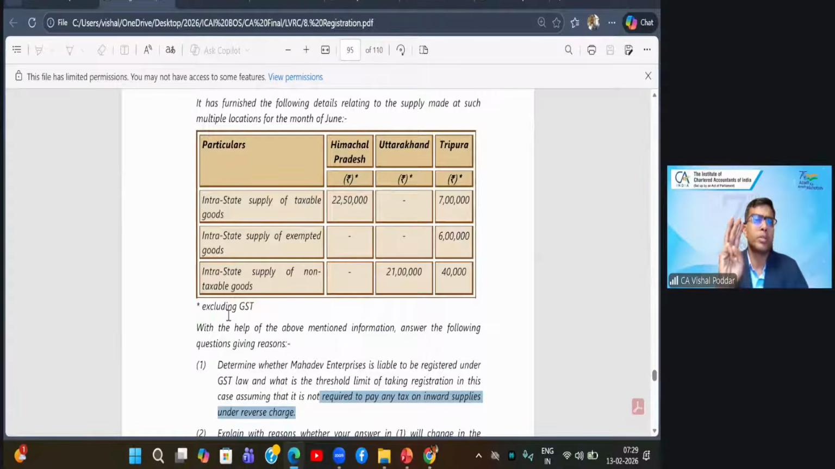Third point about this aggregate turnover, which we discussed in our discussion at the start, that when you're taking or counting aggregate turnover, you have to deal with the entity level. So I will not see how much is in Himachal or in Uttarakhand or Tripura. I will make a total of all my branches. Correct? So these pointers you have to keep in mind when we are talking about aggregate turnover.